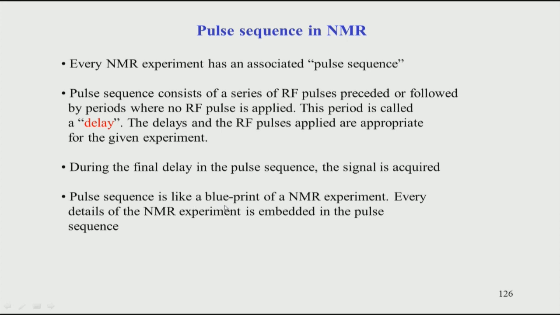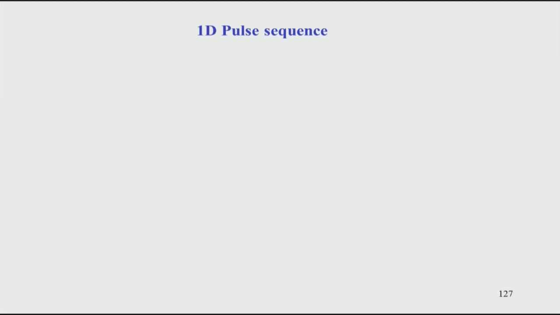As you go into more advanced NMR spectroscopy, the pulse sequence becomes more and more complicated. In this particular course we are going to restrict ourselves to a simple 1D experiment and a few 2D experiments. You will see that in a 2D experiment the pulse sequence already starts getting more complicated, but let us start from a simple 1D NMR experiment and see what the pulse sequence looks like.